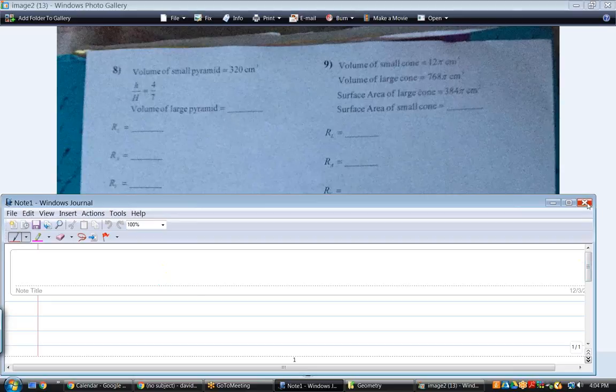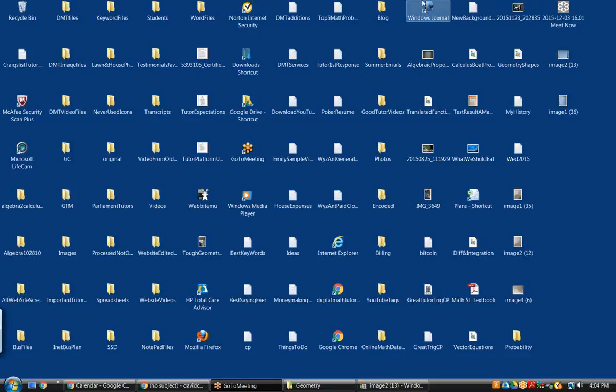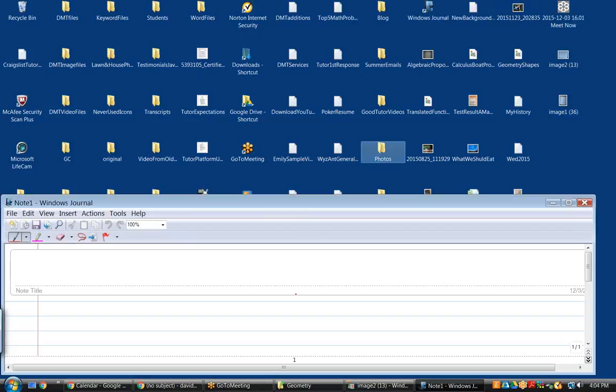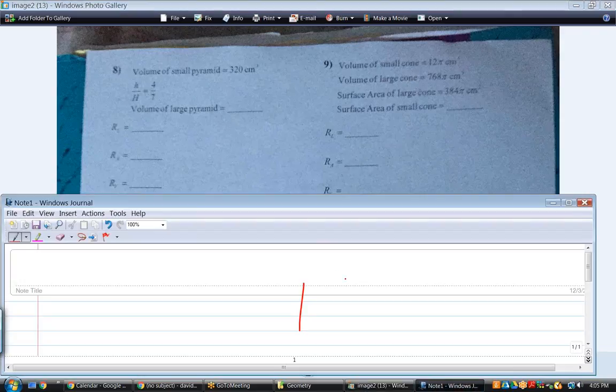Just a second. I'm going to have to pop this thing back open again to get it to work. R sub L is what? 4/7. Okay. Your teacher always goes small to big? Yeah. All of my students are like that. To me, it seems so much easier to go big to small. And I'll show you why.